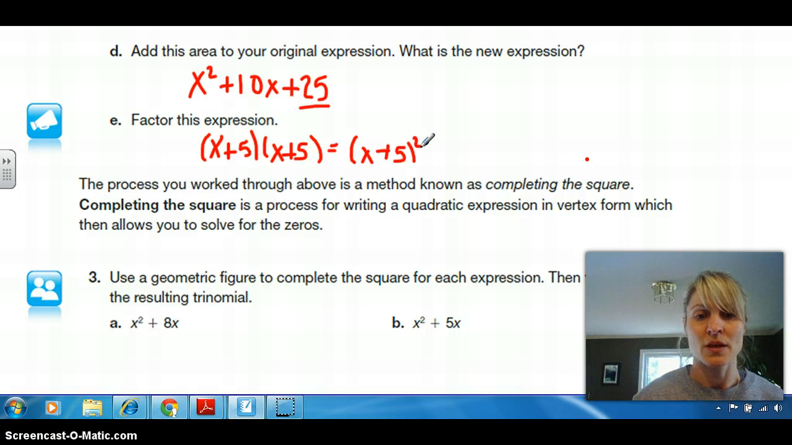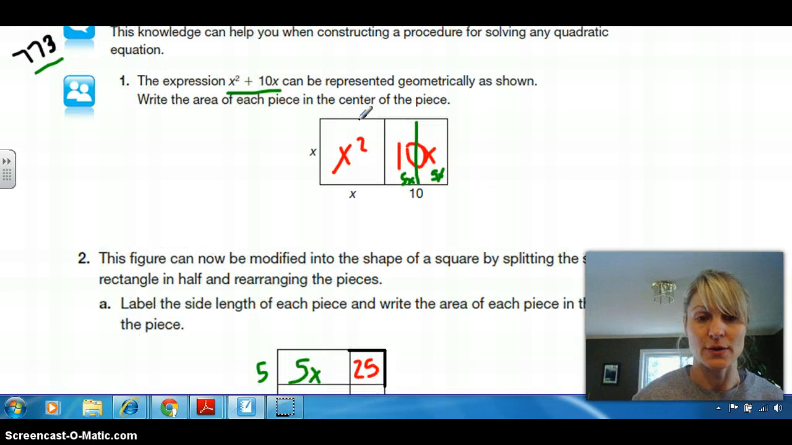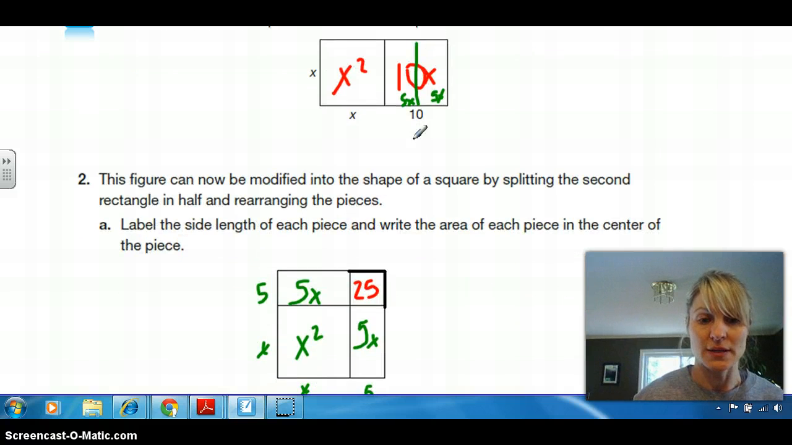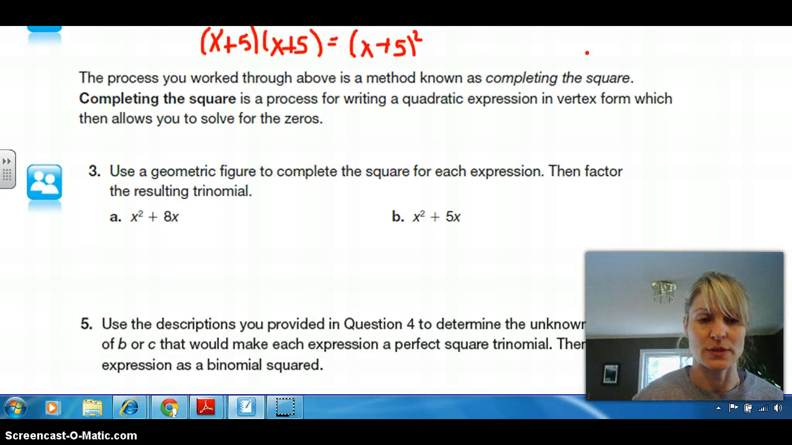So completing this square is originally we had this problem here, which was a rectangle, right? We sliced it and made it into a square. So we halved this, we put the two pieces here, and then we finished it into a square. And that's called completing the square. So let's look at this one now.